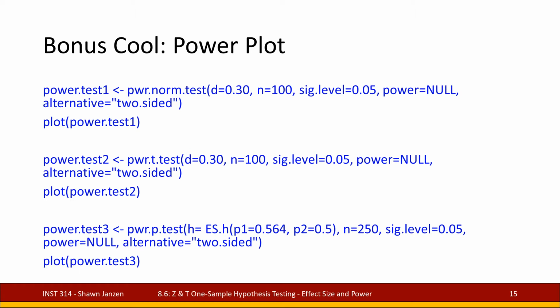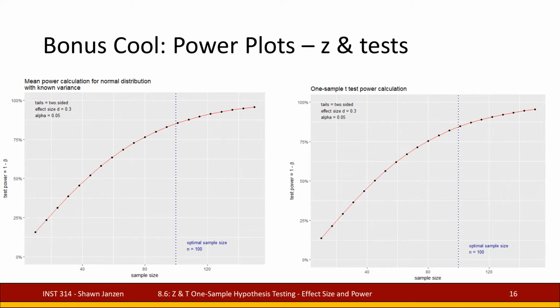And what they will generate for you, on the screen here, we're looking at the power plots for the Z's and the T's. What we can see here is the sample size that you're going to need at a given power level. And the dotted line that shows the optimal is showing the N that we specified. So we can see how our power goes up as our sample size increases, given the effect size, the alpha, and the tails that we put into the test.